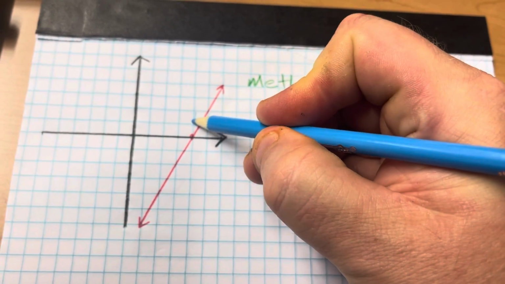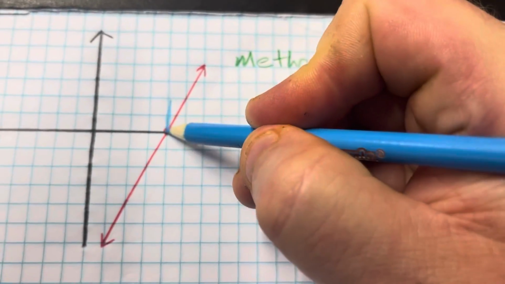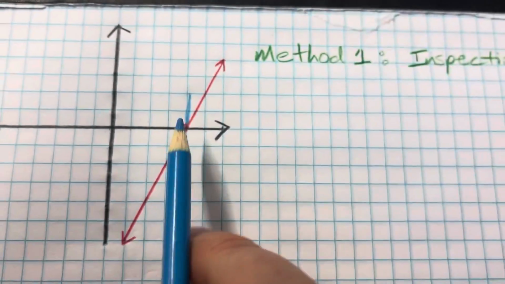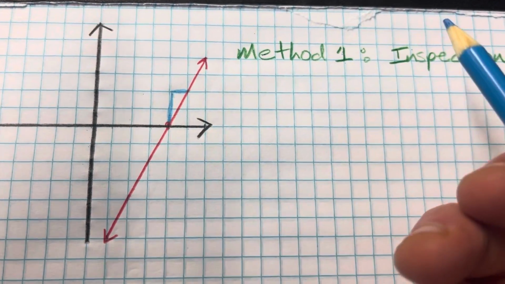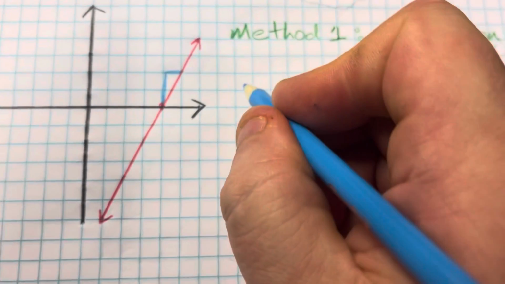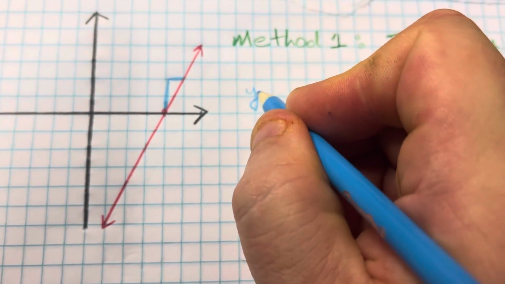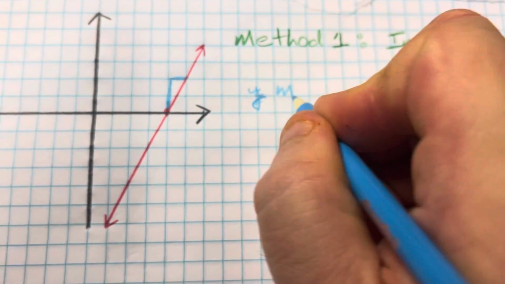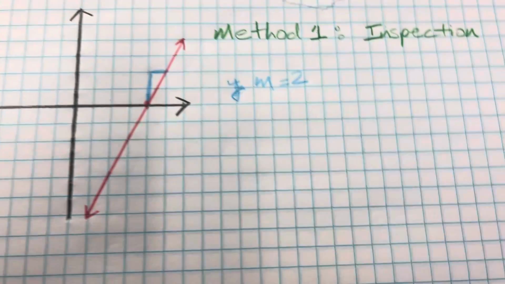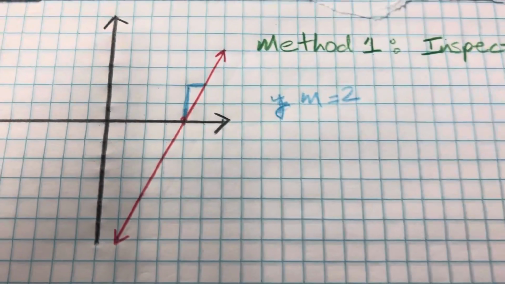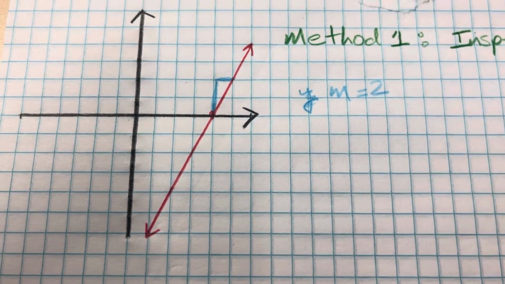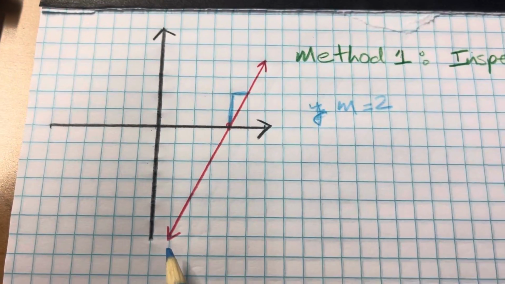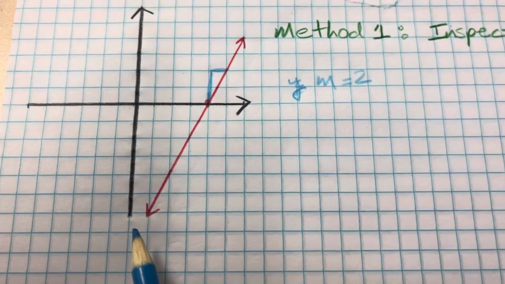Starting at the x-axis, I see that if we rise 2, we run 1. And so just by looking at the graph, we see that m is equal to 2. Now, I mentioned that if we had the y-intercept, we could just go ahead and write our equation, and we don't as far as this graph is concerned.